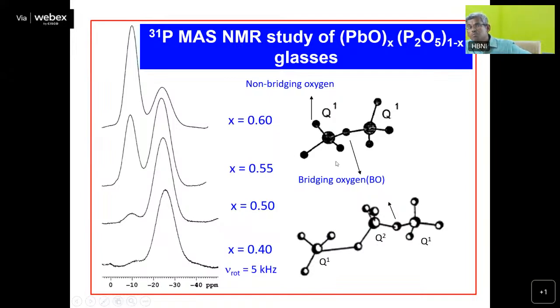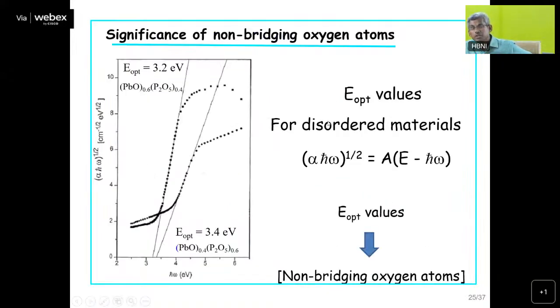So if we have more and more non-bridging oxygen atoms, then the optical gap, E optical, will decrease. The same thing we see here. If you take an optical absorption spectrum and plot the absorption coefficient versus wavelength or energy, the curve we get is like this. And if you draw the straight line, you get the E optical values. In fact, the E optical value decreases with increase in non-bridging oxygen atoms. The arrow shows it decreases with the increase in concentration of non-bridging oxygen atoms.